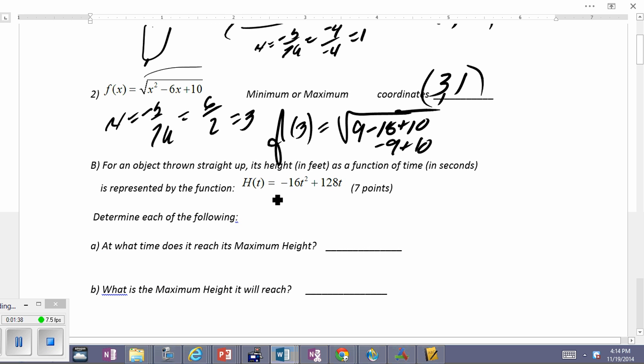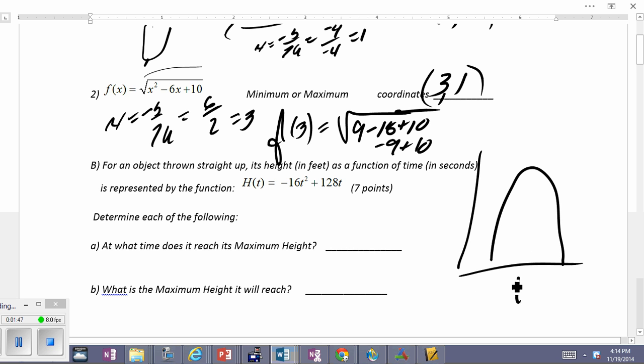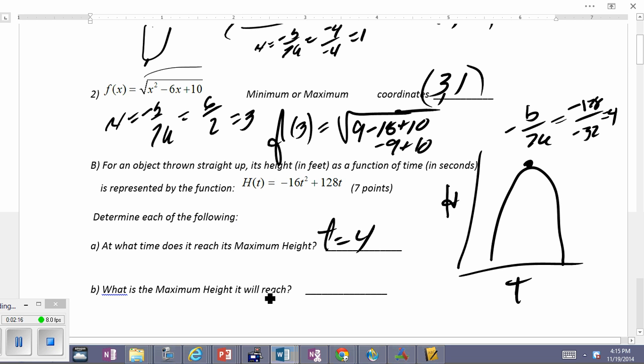Next, this is representing a parabola opening downward. We're after the time. This is the height versus the time. Time, height. We're after this point. What is that point? Negative b over 2a, which is what? Negative 128 over negative 32, which is equal to 4. So, at what time does the maximum height occur? It occurs at t equals 4. What is the maximum height? H of 4. Figure it out.